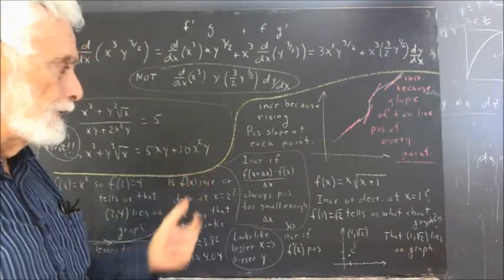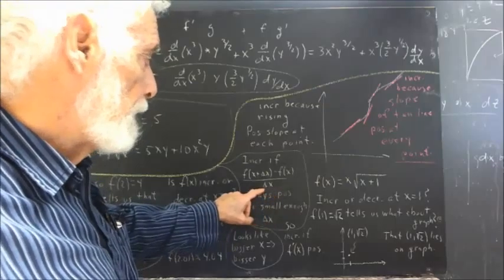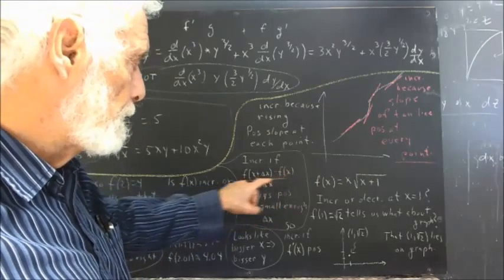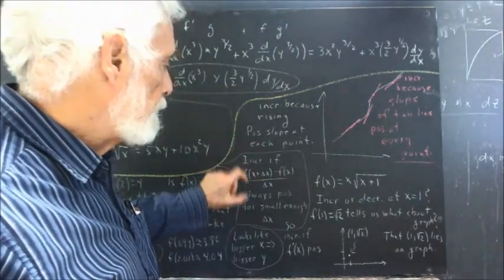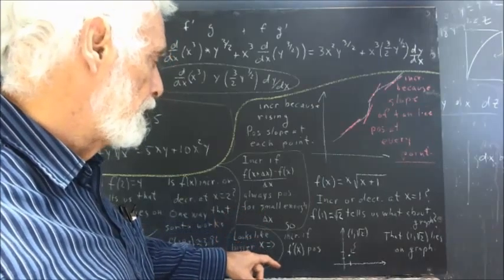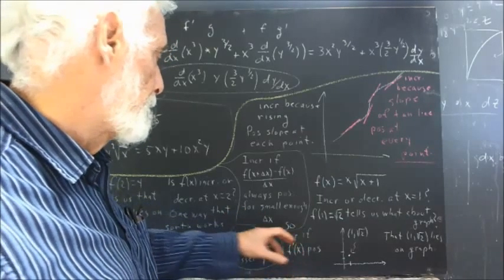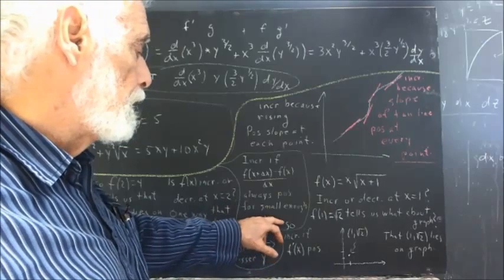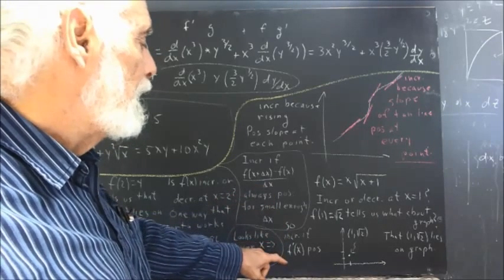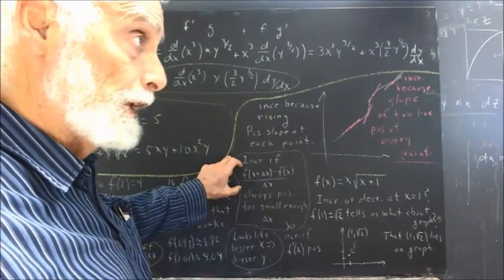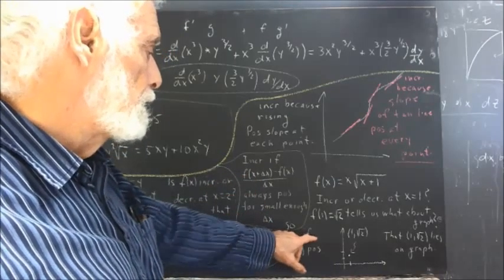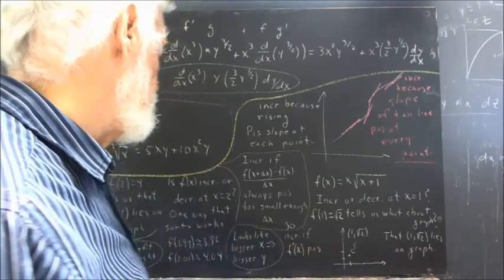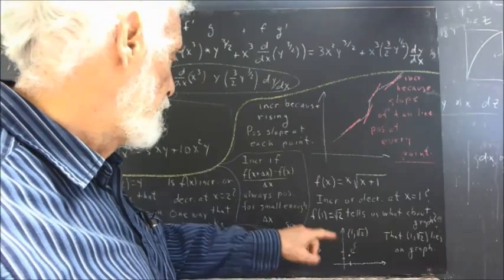It's increasing if this is positive, and what is this? This represents the rise divided by the run between the point x and the point x plus delta x. Again, we've been over that in a lot of detail. If that's always positive as long as delta x is small enough, then it's increasing. Since f prime of x is the limit of this as delta x approaches 0, the function is increasing if the derivative is positive. So there's our test: f prime of x has to be positive.